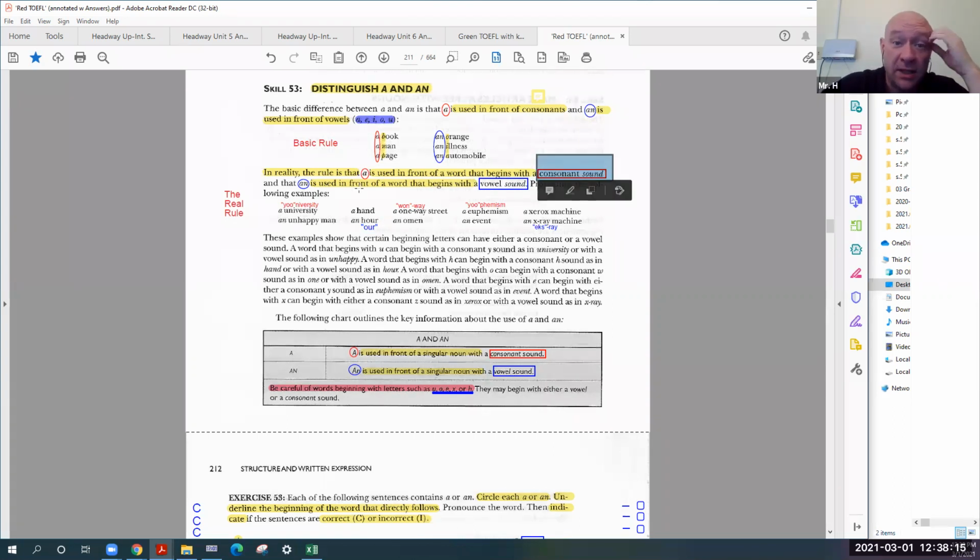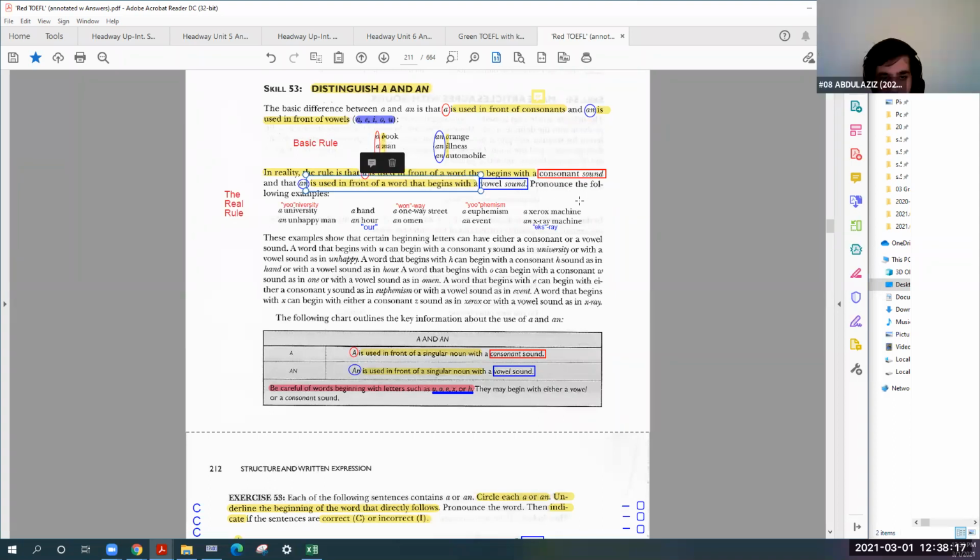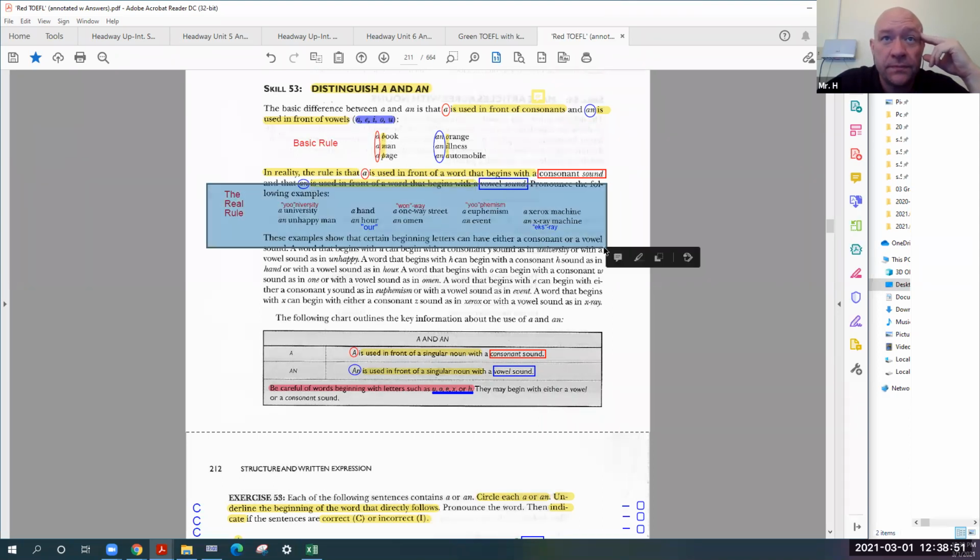Do you understand? This is the key. Continue. And that an is used in front of a word that begins with a vowel sound. Again, the letter isn't the key here. It's the sound. That's the key. And in the TOEFL exam, they will use this trick. If you're not careful, you'll lose marks on TOEFL. Okay. So, Mustafa, you want to read? Here's the real rule.